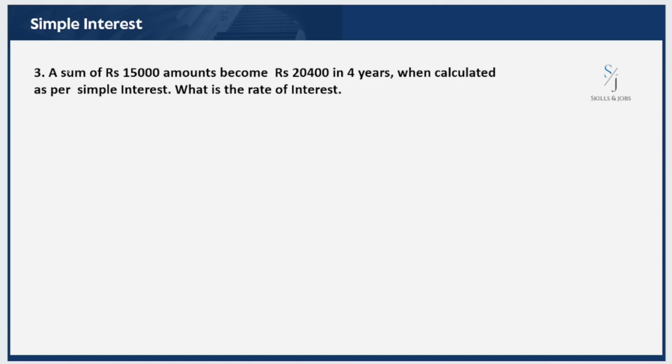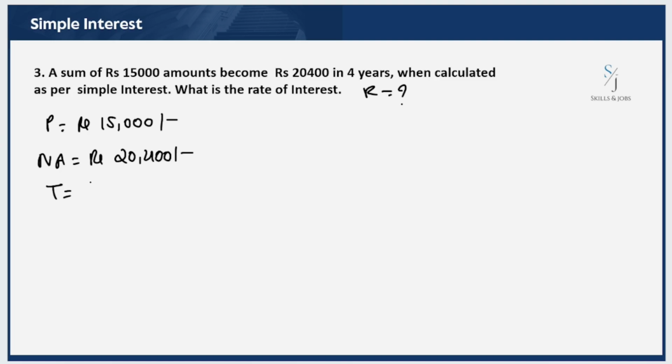Coming to the third problem. A sum of 15,000 rupees becomes 20,400 in 4 years. When calculated as per simple interest, what is the rate of interest? So we need to find out R here. So what is the given data? Principal amount is rupees 15,000. What is the new amount? New amount is equal to 20,400. What is the time? 4 years. So the time given is 4 years.